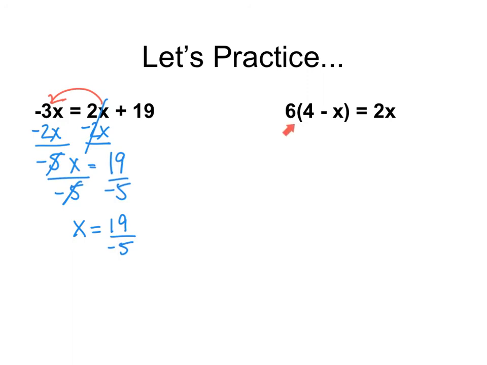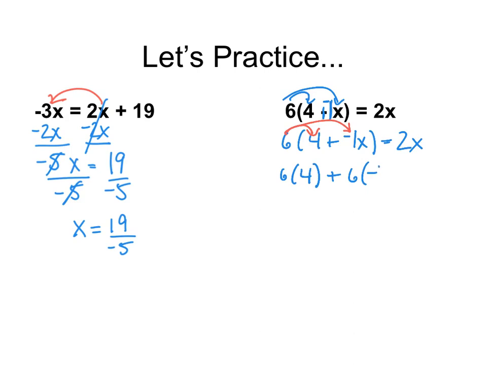Now in the next example, I have parentheses. So I'm going to need to distribute before I can do any combining. So we're going to distribute the 6 to the 4 and the 6 to negative x. And let's add a 1 there so it's a little easier. And let's actually rewrite this so we spread it out a little bit. All right, now let's go ahead and distribute 6 to 4 and 6 to negative 1x. And I get 6 times 4 plus 6 times negative 1x is equal to 2x.